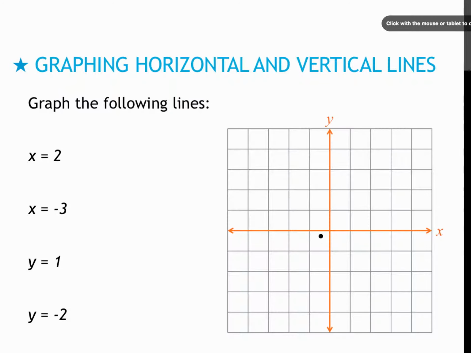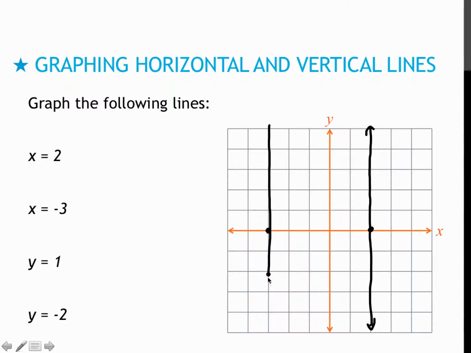So go ahead and try these on your own and then see how you did. For the first one, x equals 2, I'm going to go to 2 on the x-axis. I'm going to put a point, and then I'm going to draw a line that is perpendicular to the x-axis. For x equals -3, I'm going to go to -3 on the x, and then again, I would not draw a horizontal line because that would be on the x. I'm going to draw a line perpendicular to the x-axis.